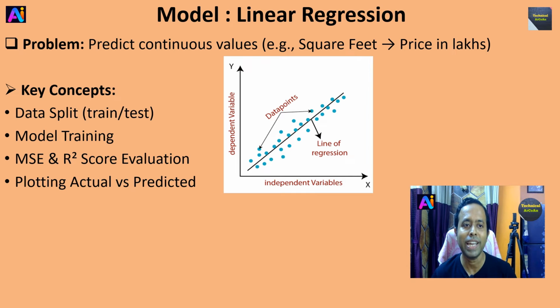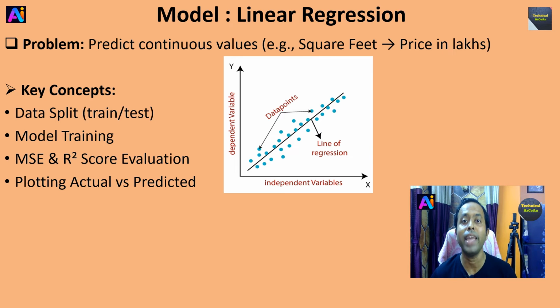So the key concept for today's problem is the data split. We already know, split the dataset into two parts, one for training and one for testing. Train the model and then use the test data to evaluate the model. We are using two different loss functions: one is MSE, the mean squared error, and the other is the R squared score. After that, we plot the actual and the predicted values using some visual representation, right?